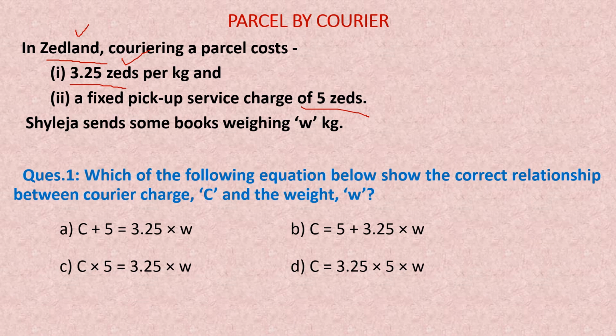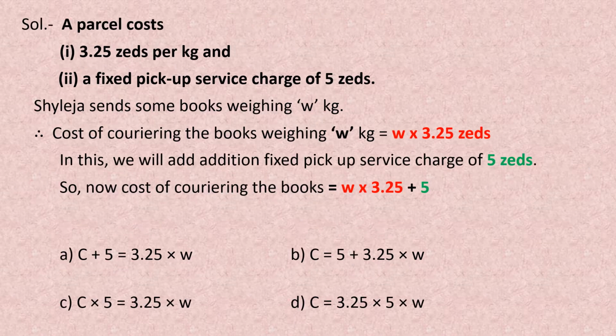Now see the question. Question number 1 is, which of the following equations below shows the correct relationship between courier charge C and the weight W? So basically what we have to do is find the relationship between the courier charge C and the weight of the parcel W. So let's solve the question. So details we have written here.